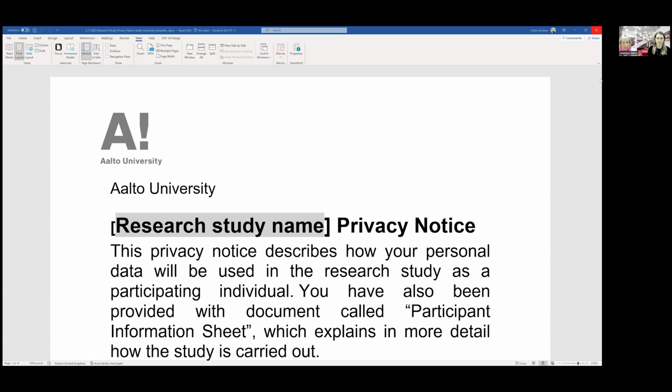The duty to inform participants is in the GDPR, and it's also a research ethics requirement. This privacy notice tells you, the research participant, how your personal data will be used in the research study. And here, in all the gray areas, you complete, for example, the research study name.